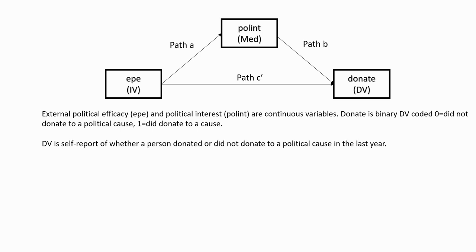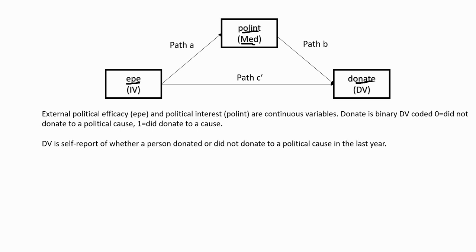So here we have a simple mediation model, and the variables in the data are based off of some data that I collected years ago. The data set actually incorporated a number of individual difference variables, and what we're going to be working with are three different measures. The first one is external political efficacy, which is going to serve as the independent variable in the model. We have political interest serving as the mediating variable. And then we have this indicator variable right here, donate. So it's a binary dependent variable.